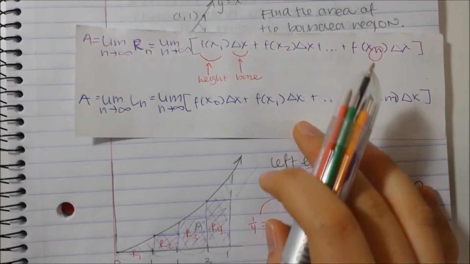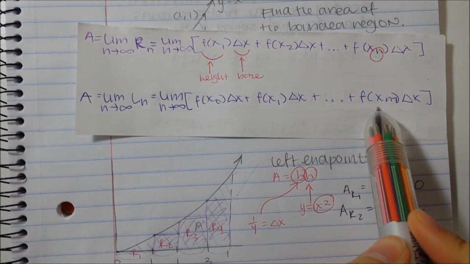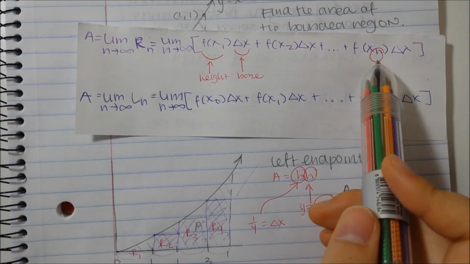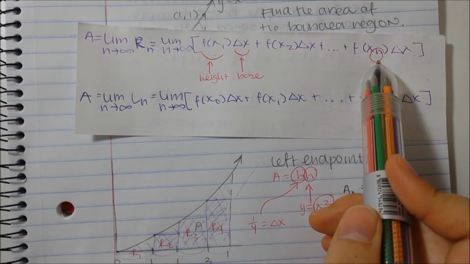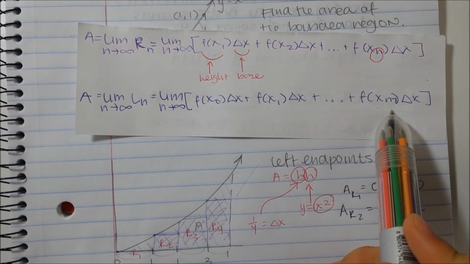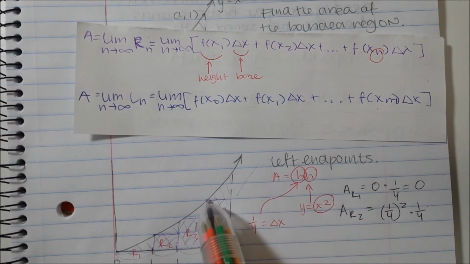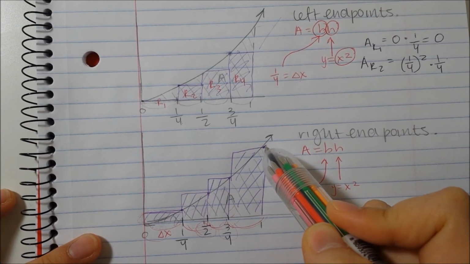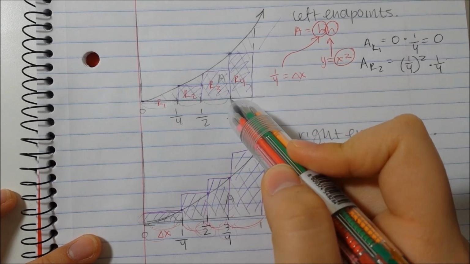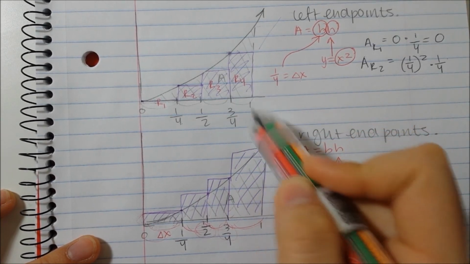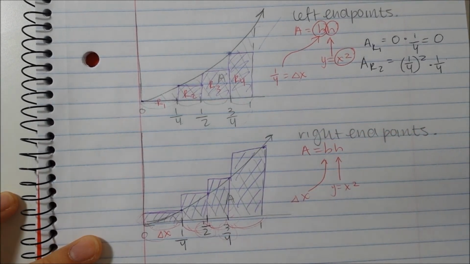Also, one more thing, you also end at n minus 1, as opposed to just x of n on the right endpoints. And the reason you end here on the left endpoints is because you start from here when you do your last endpoint. You don't start from here. Like here, you start from 1. Here, you don't start from 1. You start from 3/4. And that is what you use to figure out your height.